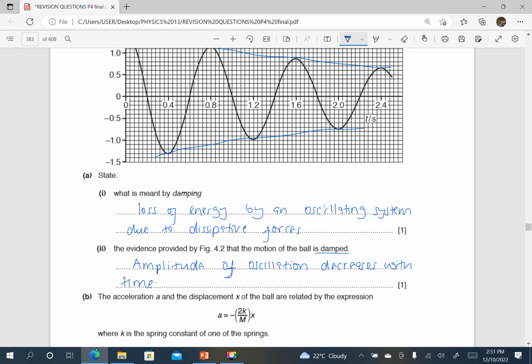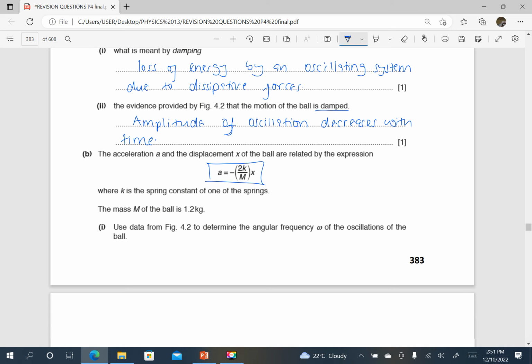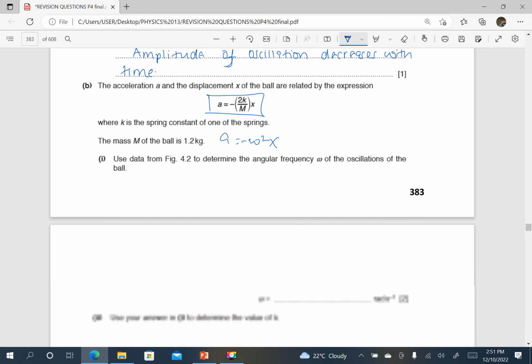So since the amplitude of oscillation is decreasing with time, the motion is damped. It is actually lightly damped. The acceleration a and the displacement x of the ball are related by the expression a is equal to negative 2k over m times x. Compare with a equals negative omega squared x, the defining equation of simple harmonic motion.